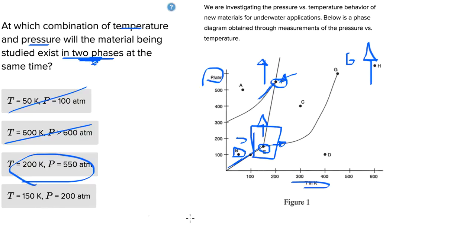Let's consider the last one though. The temperature is at 150 Kelvin and the pressure is at 200. By that point we're a little bit too far over. It looks like we're at a specific phase already. So it would seem that answer choice C is the correct answer.